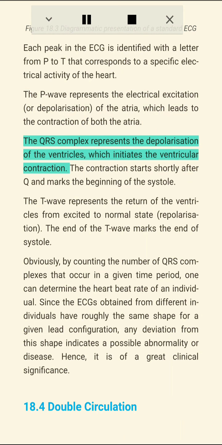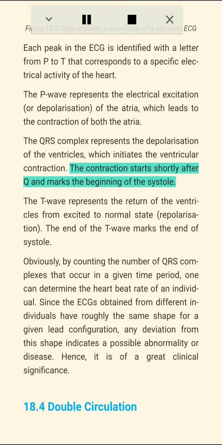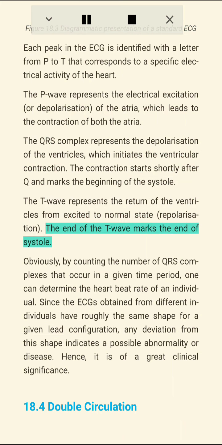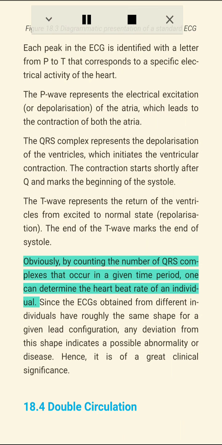The QRS complex represents the depolarization of the ventricles, which initiates the ventricular contraction. The contraction starts shortly after Q and marks the beginning of the systole. The T wave represents the return of the ventricles from excited to normal state, repolarization. The end of the T wave marks the end of systole.